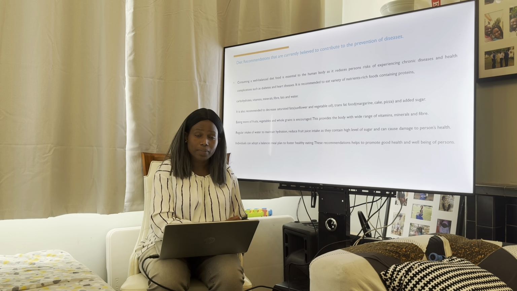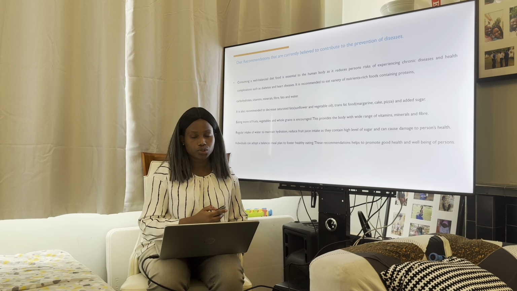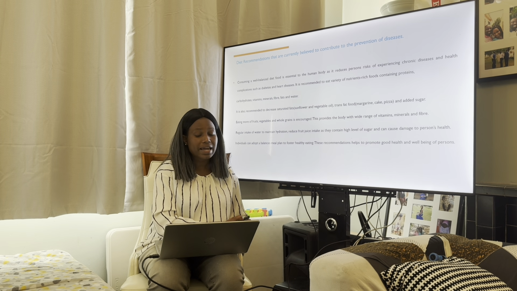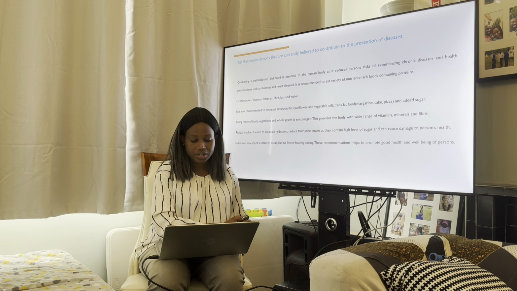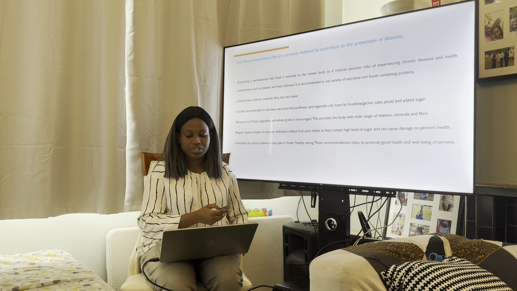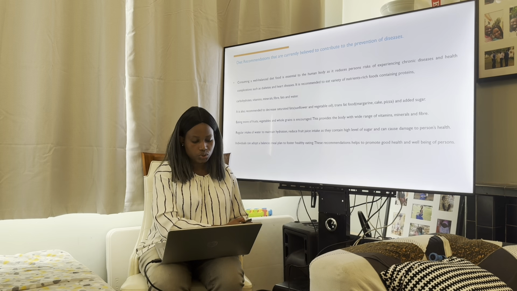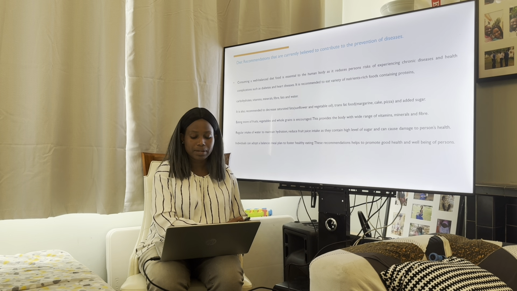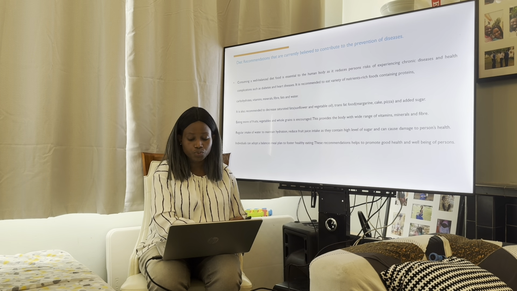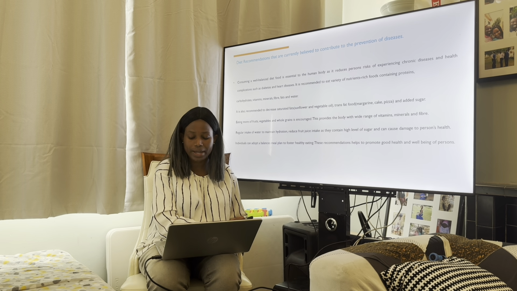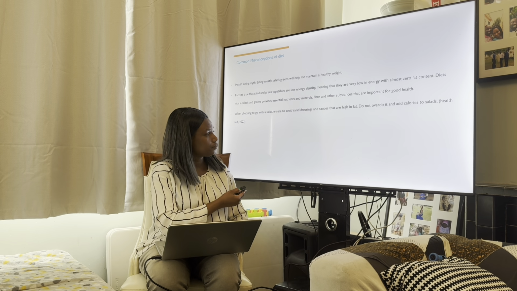It is also recommended to decrease saturated fats, trans fats, and added sugar. Eating more fruits, vegetables, and whole grains is encouraged. This provides the body with a wide range of vitamins, minerals, and fiber. Drink water regularly to maintain hydration, and reduce fruit juice intake, as it contains high levels of sugar and can cause damage to a person's health. Individuals can also adopt a balanced meal plan to foster healthy eating. These recommendations help to promote good health and well-being.